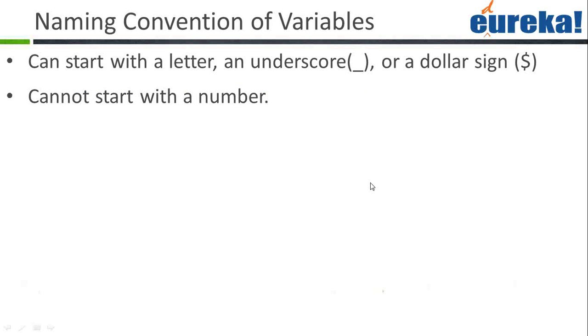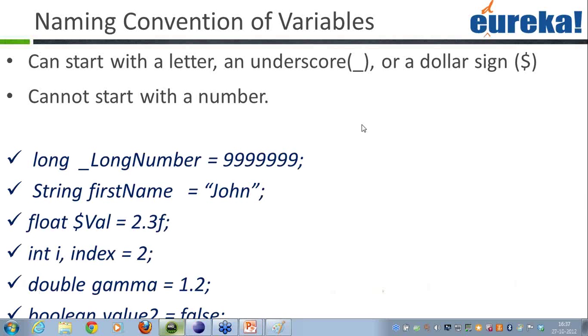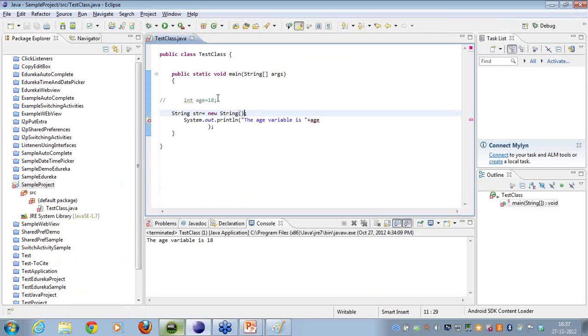Alright. So what is the naming convention that is followed in Java? A Java variable can start with a letter, an underscore, or a dollar sign, but it can never start with a number. Here are some of the popular naming conventions, which are the correct ones. Let's take an example. If I try to create a variable int age starting with a number, it will give me an error here, and it says syntax error on token 9, delete this token. While if I do it correctly, it will work fine. So this is how it works.